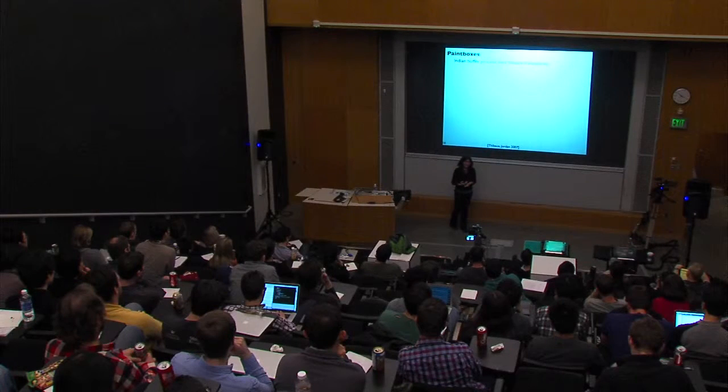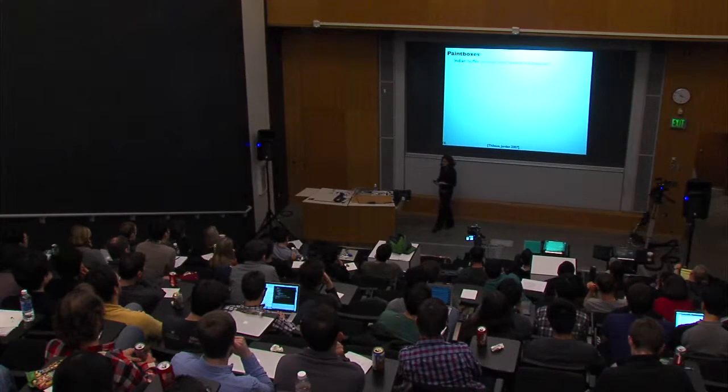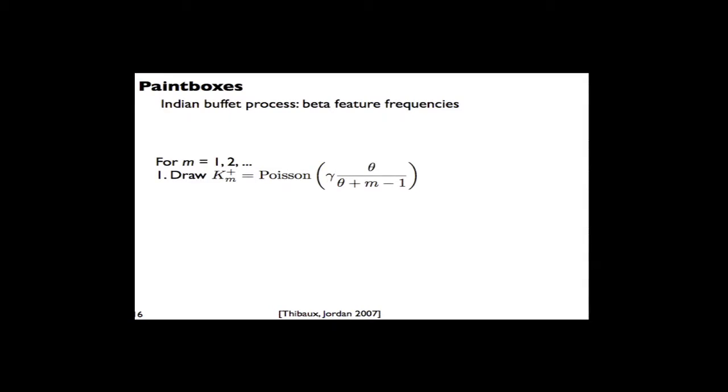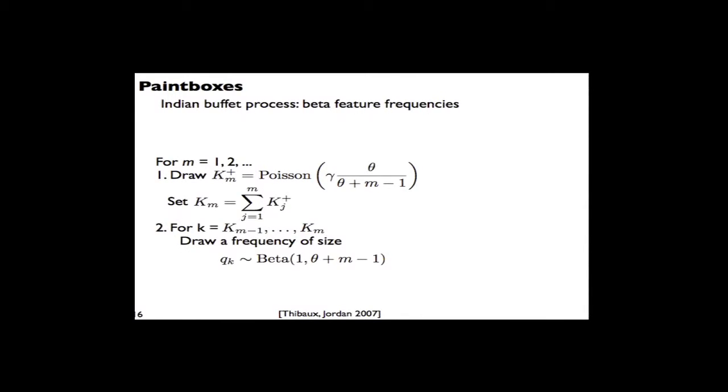OK, so Thibaux and Jordan in 2007 showed an alternative way that you can generate an exchangeable feature allocation with the same distribution as the Indian buffet process. So let me tell you this alternative construction. It goes as follows. We're going to go through each integer, 1, 2, 3, et cetera, and we're going to generate a Poisson number. Then we're going to generate a beta random variable for each of 1, 2, 3, up to that Poisson number. And here, gamma and theta are parameters of the model again.